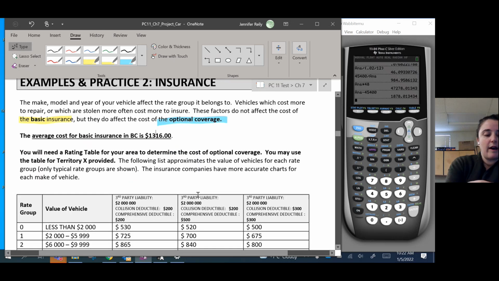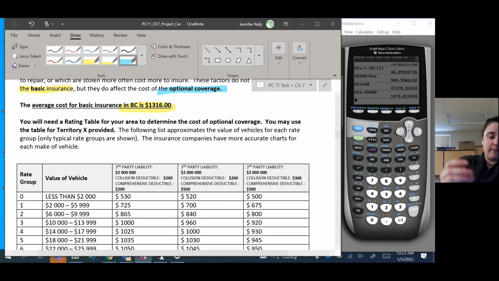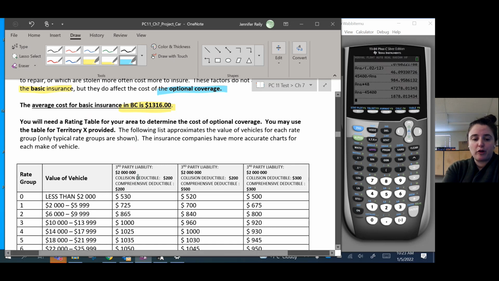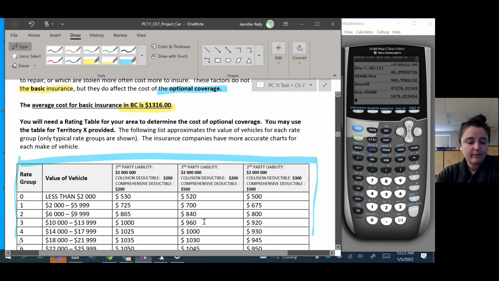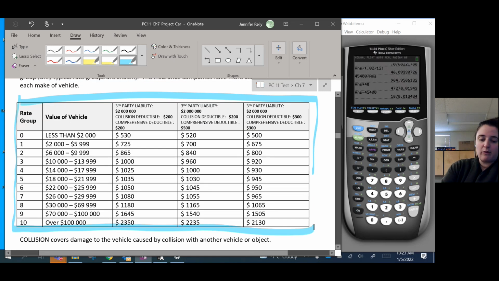Okay, so the average cost for basic insurance is $1,316 as of today, but that could change when you actually buy a car. So everybody pays that. And then for the optional coverage, it depends on what type of vehicle you have and also what you want for your optional coverage. So your optional coverage here is shown in this table. And depending on your scenario and what car you choose to purchase, you'll be in one of these different categories here, depending on the cost of your car, right? And also how much you want to pay.